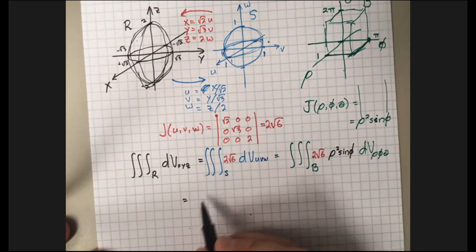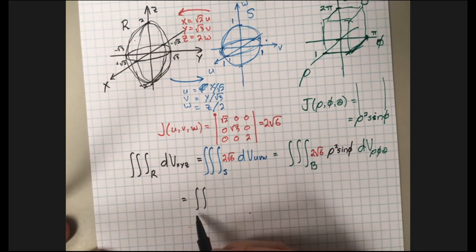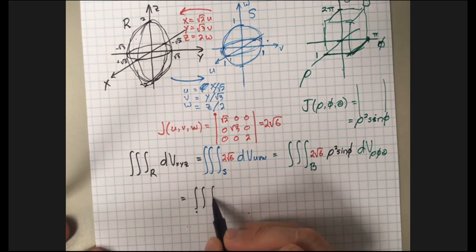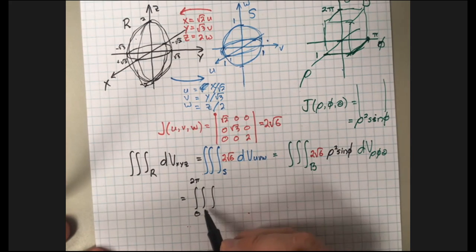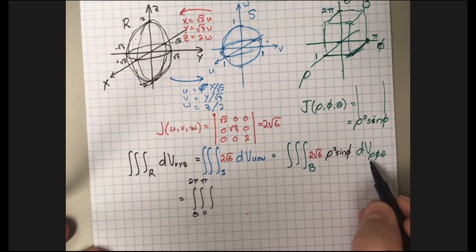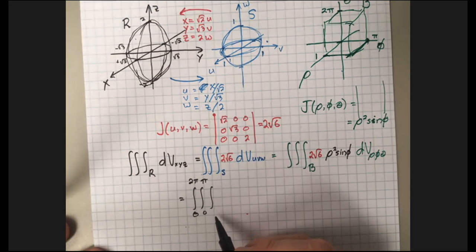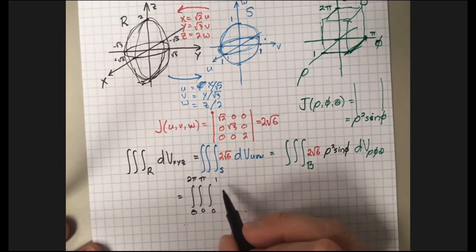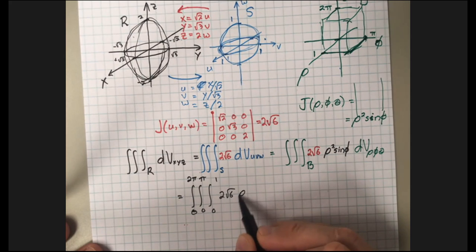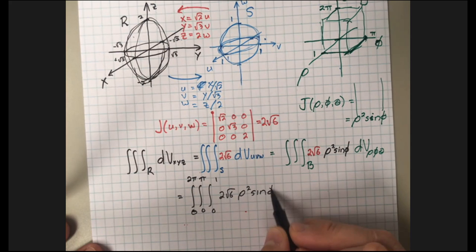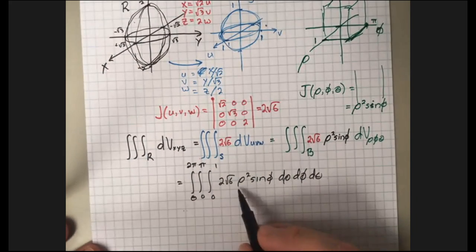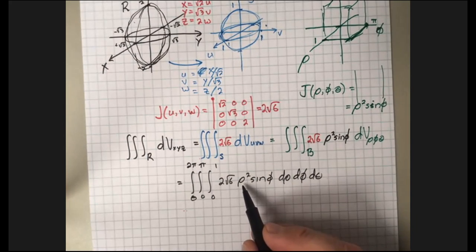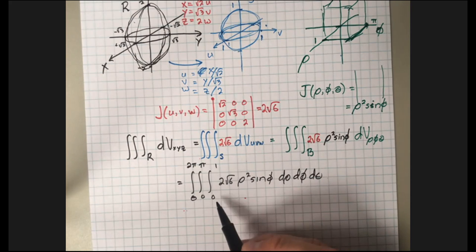And now I can integrate constant limits: theta from 0 to 2 pi, phi from 0 to pi, and rho from 0 to 1, 2√6 rho squared sine phi, d rho, d phi, d theta. So I integrate with respect to rho from 0 to 1. This rho squared turns into 1/3 rho cubed. At 1, that's 1/3, and at 0, that's 0.